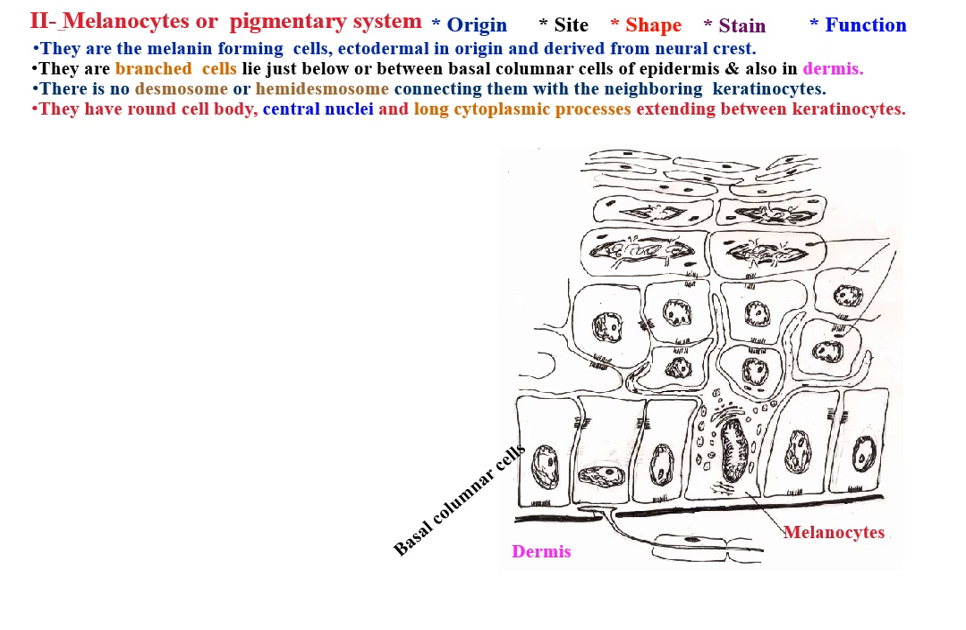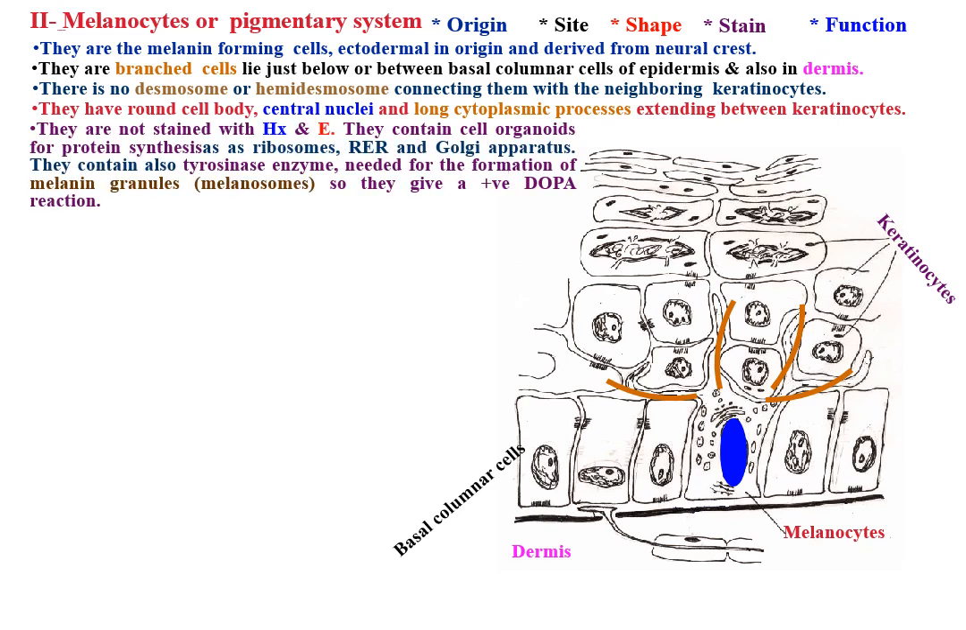They have round cell body, central nuclei, and long cytoplasmic processes extending between keratinocytes. They are not stained with hematoxylin and eosin. They contain all organoids for protein synthesis, as ribosomes, rough endoplasmic reticulum, Golgi apparatus. They also contain tyrosinase enzyme, needed for the formation of melanin granules, melanosomes, so they give positive DOPA reaction.